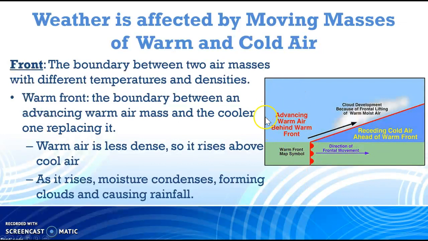So here's my warm air. It's moving in. The cold air is going to sink below it, pushing that warm air up. As the warm air is pushed up, any moisture that was in a gaseous form over here now condenses into clouds and then can cause rain.